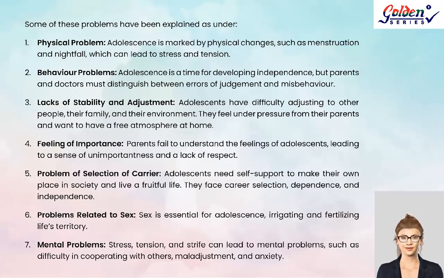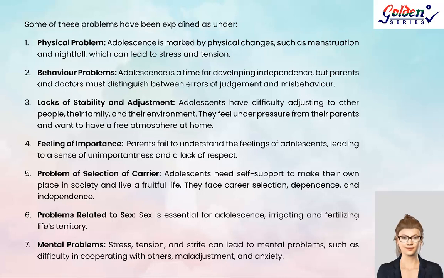1. Physical problem. Adolescence is marked by physical changes, such as menstruation and nightfall, which can lead to stress and tension. 2. Behavior problems. Adolescence is a time for developing independence, but parents and doctors must distinguish between errors of judgment and misbehavior. 3. Lack of stability and adjustment. Adolescents have difficulty adjusting to other people, their family, and their environment. They feel under pressure from their parents and want to have a free atmosphere at home.